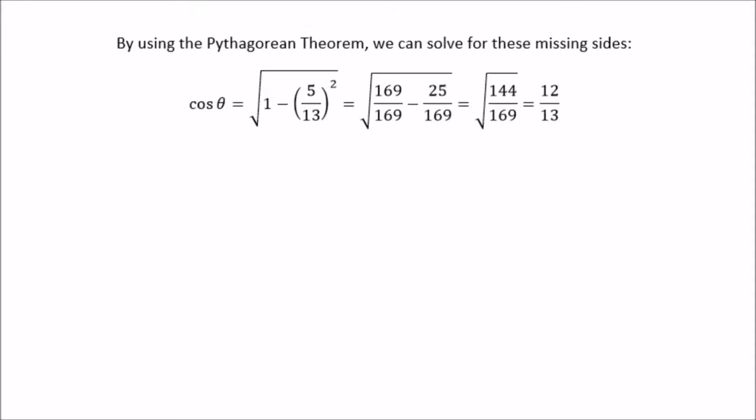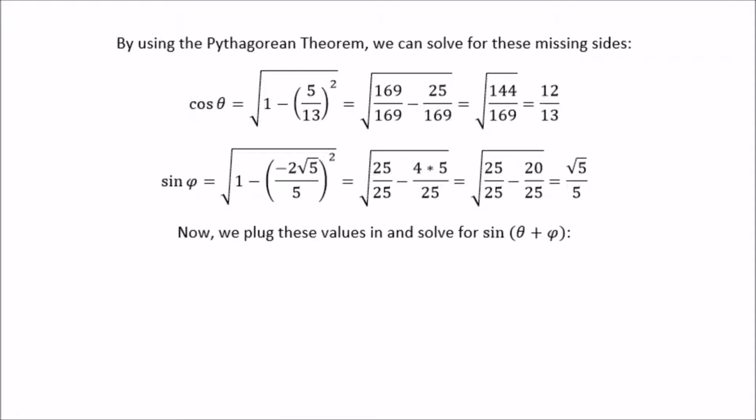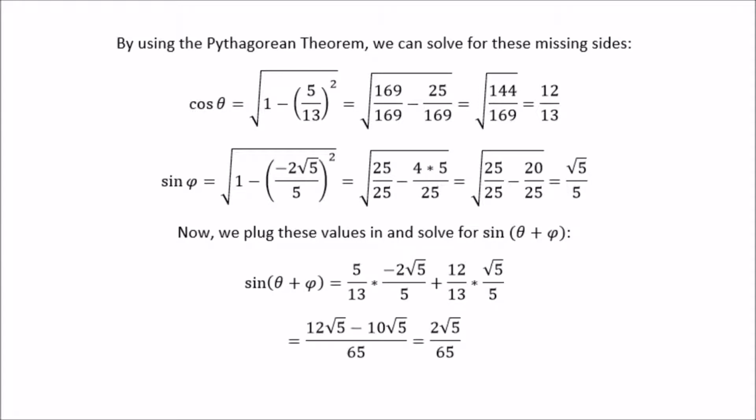And we do just that. And so we plug these values in now for sine theta plus phi, and we can completely solve for it now. So we just simplify, and we get 2 square root 5 over 65 as our answer.